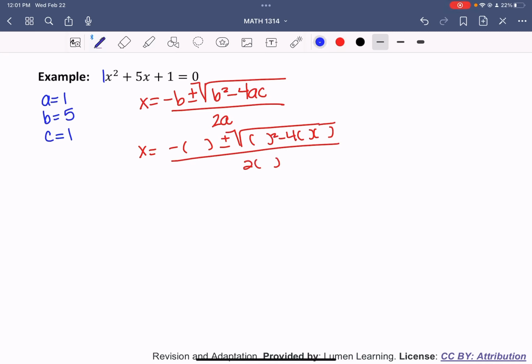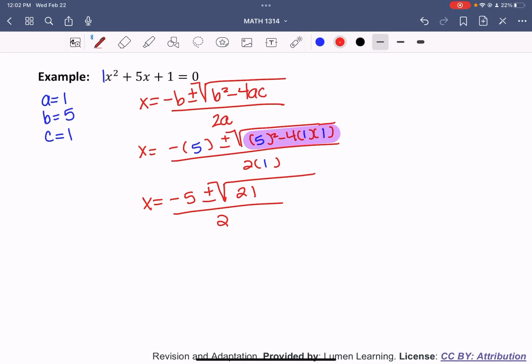After you write it with all those blank parentheses, go back and fill in your values. So B is 5, A is 1, C is 1. Next, just calculate the value that's under your radical. So that gives me x equal to negative 5 plus or minus the square root of 5 squared minus 4 times 1 times 1. Again, I'm just going to plug that in exactly like I have it highlighted, and that gives me a value of 21 all over 2.